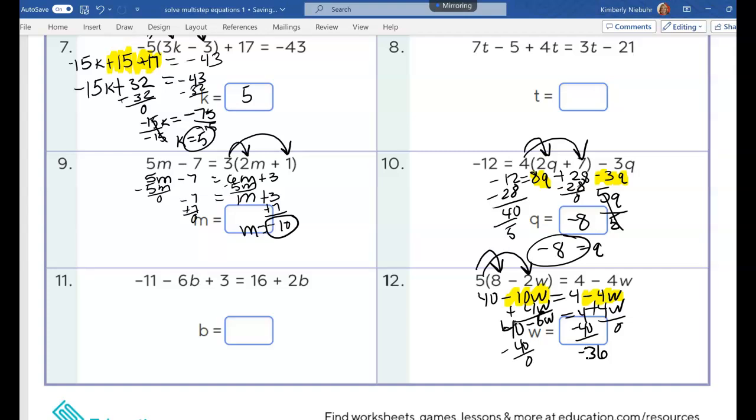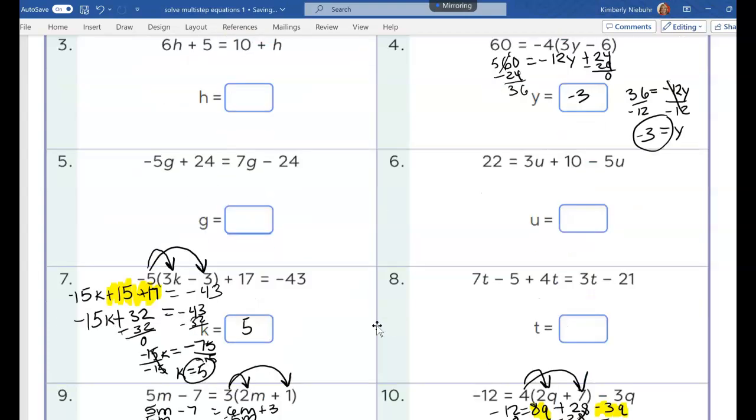And we have negative 6w. So we're going to divide by negative 6. That gives us positive w. What we do one side, we do the other. Negative 36 divided by 6. What kind of 6? It should be a negative 6, y'all. And that gives us 6. W equals 6. It's correct. Go, Miss Niebuhr. Go.